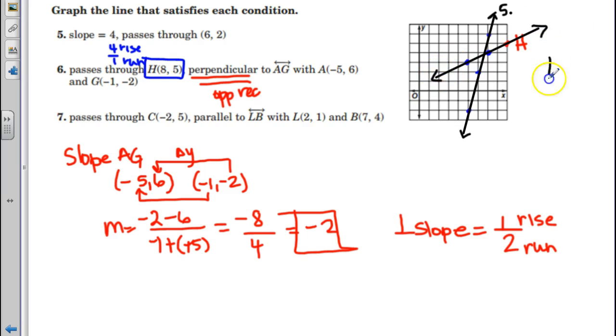All right, guys, hope that makes sense. On number 7, you want parallel, so we would do the same process, but we want exactly the same slope that we have here. All right, so if you graph this first line AG on number 6, you should be perpendicular to this one.